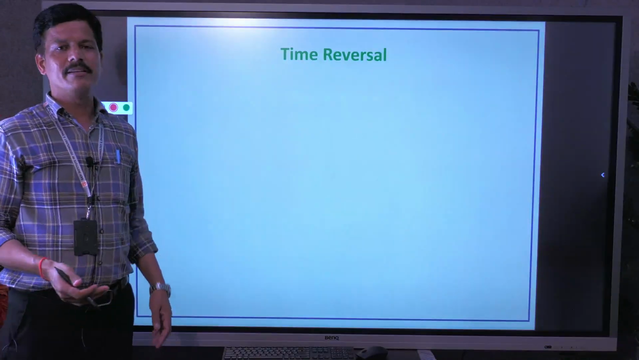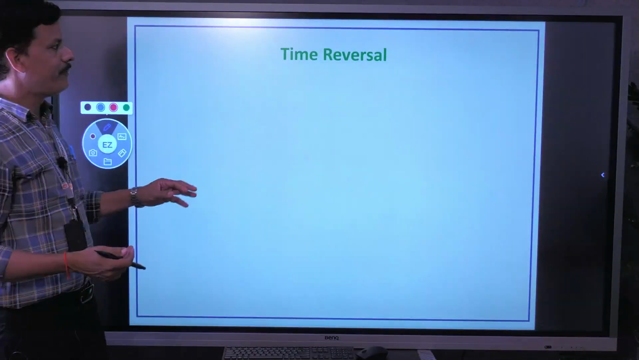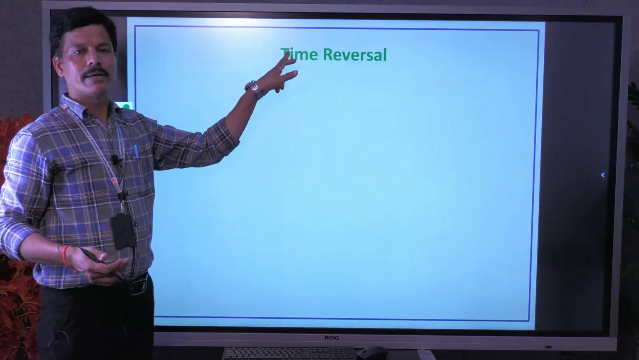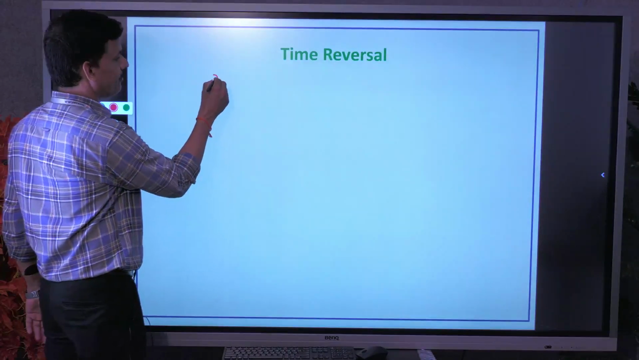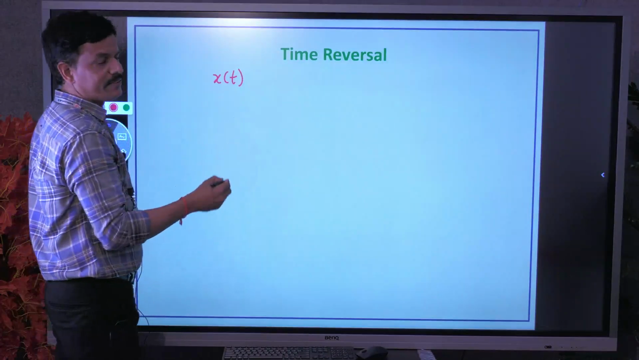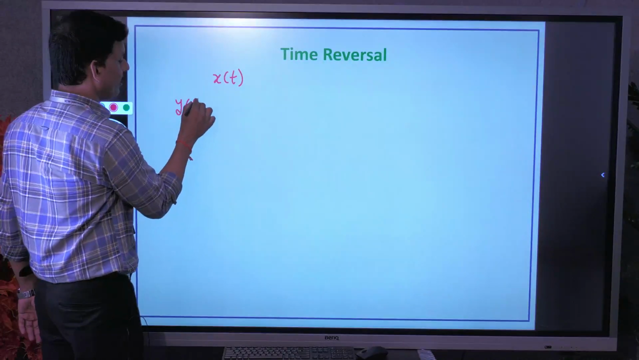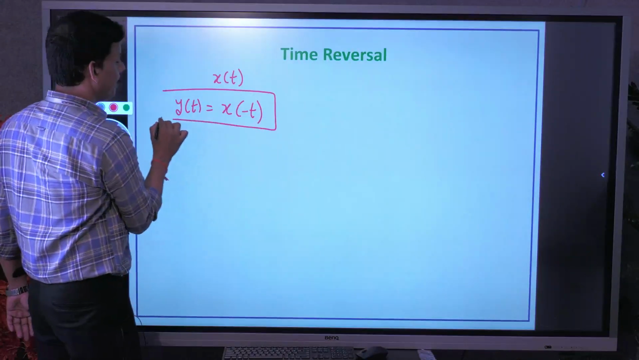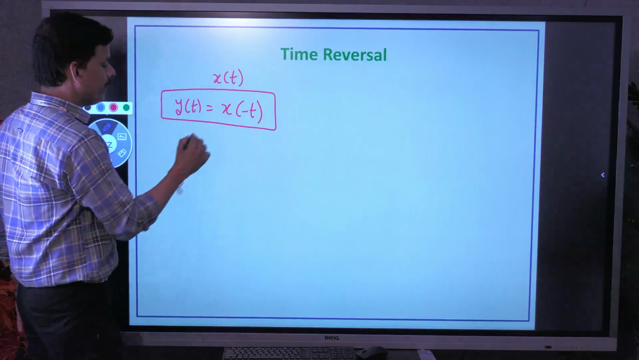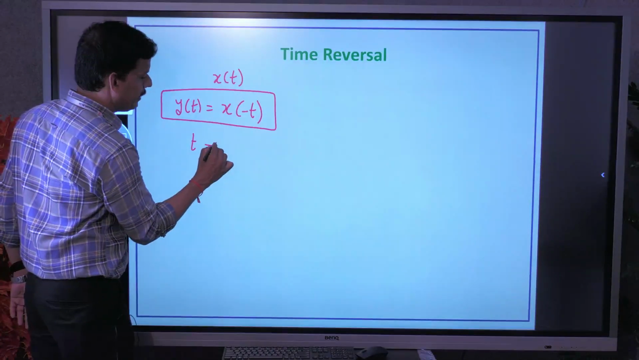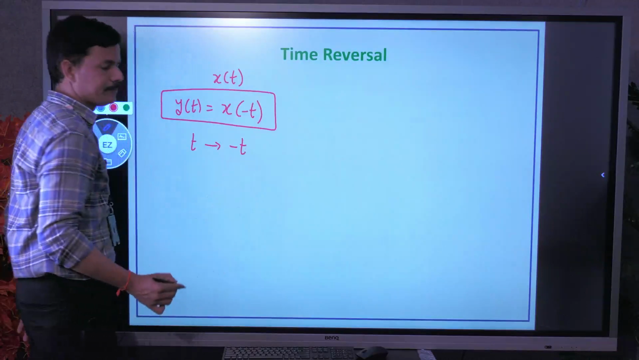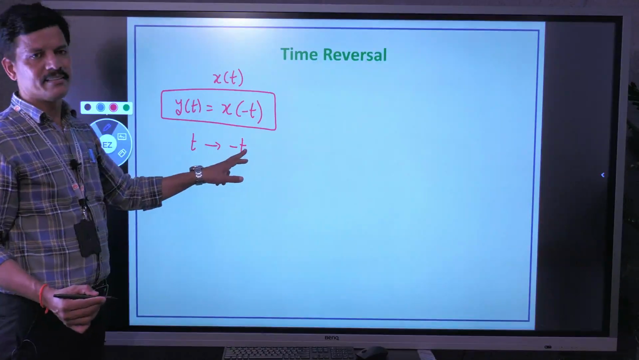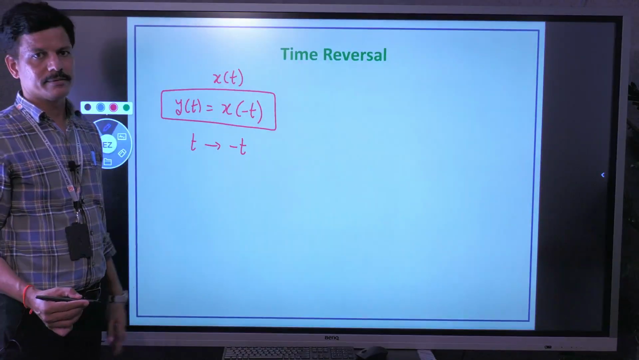Next, the second operation is time reversal. The name itself indicates reversal of a signal with respect to the time axis. Suppose we take a signal x of t. If it is reversed in time, then the resultant signal y of t is denoted as x of minus t. What is the meaning of it? Here the time variable t in x of t is replaced with minus t. Then it is called time reversal.